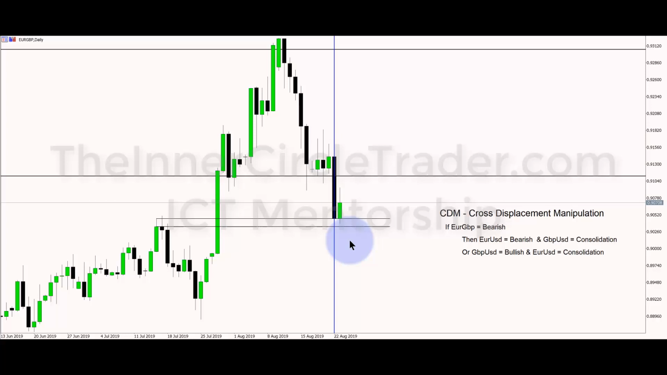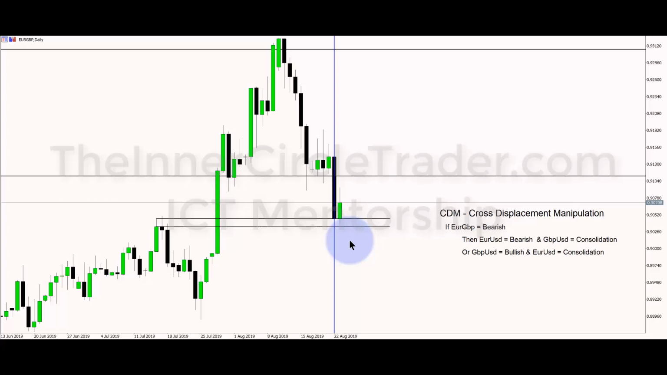For this pair, I don't trade euro pound. I use it as a decision-making pair. So I use dollar as a barometer, whether I should be bullish or bearish. Am I in a buy program or a sell program? And if it's in consolidation relative to the dollar, then I have to rely heavily on euro pound. Well, since we've been in a consolidation on dollar index, my analysis takes me to this pair here, for the purpose of cross displacement manipulation.